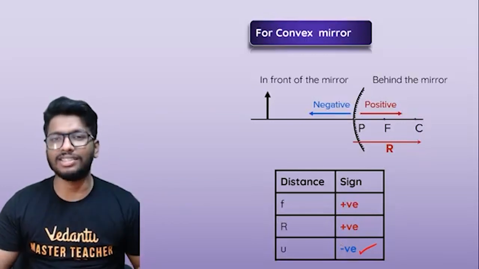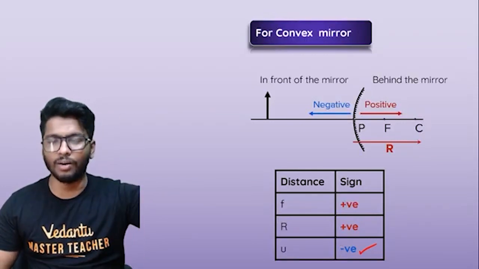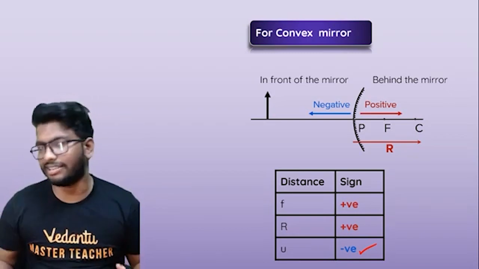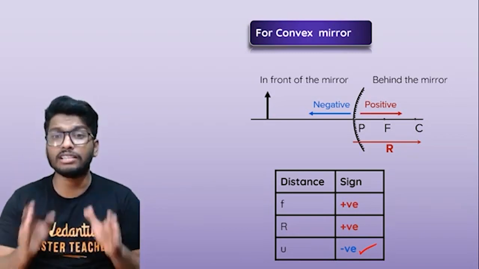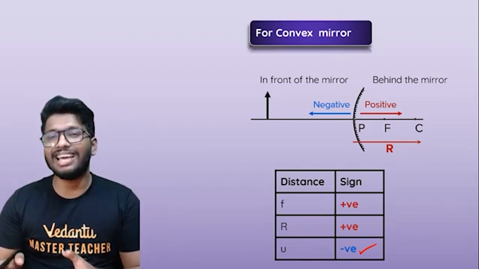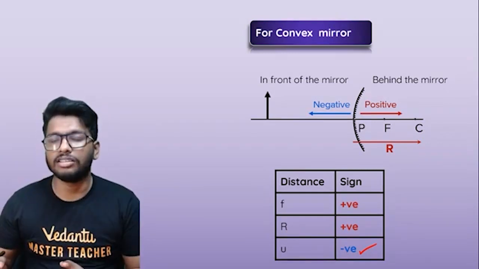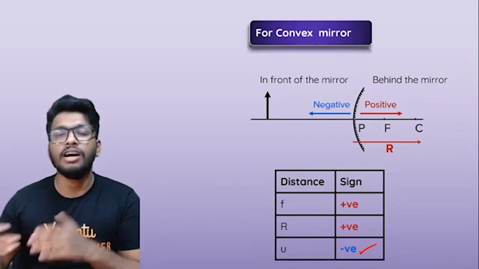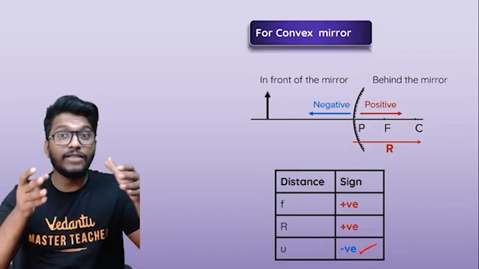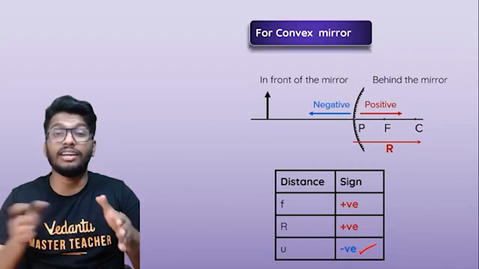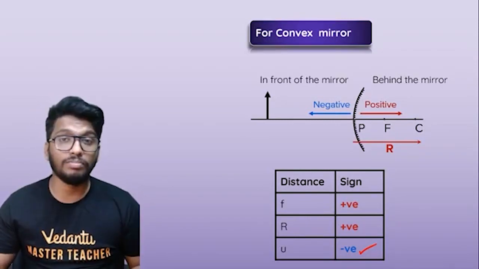Simple, people. Once again, I will be repeating everything at the end. You can take a quick screenshot of that then. Don't worry about it. For now, just remember this, guys. For a convex mirror, the focal length as well as the center of curvature lie behind the mirror, and so they are both positive. Whereas the object lies in front of the mirror, and so the object distance is taken as negative.